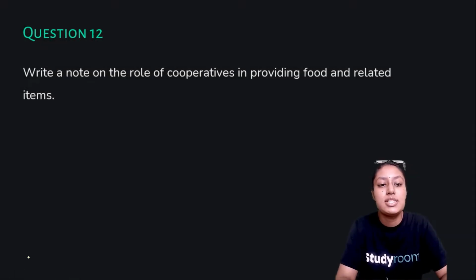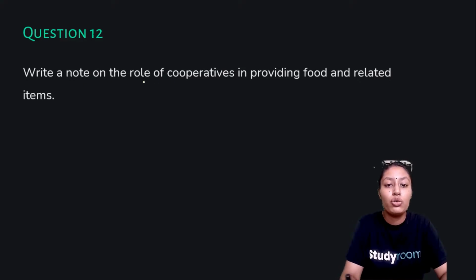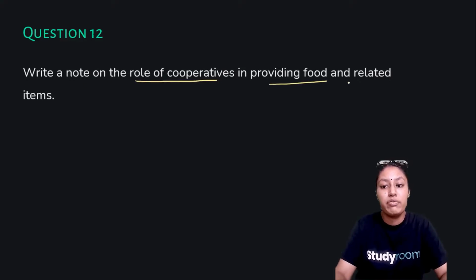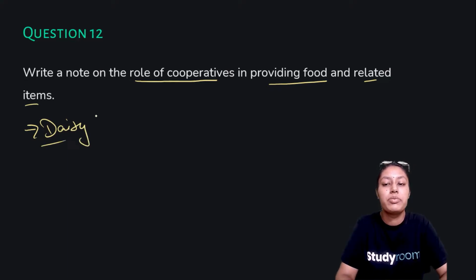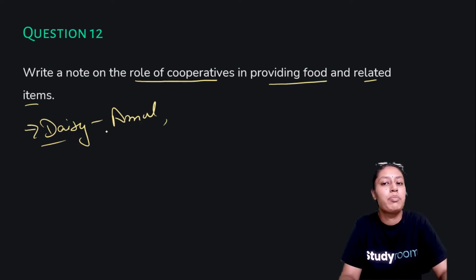Question number 12 is, write a note on the roles of cooperatives in providing food and related items. So, what are the roles of cooperatives? First, we discuss dairy. In dairy, they provide employment by taking milk from them. Which companies do that? Amul and all other dairy companies. So one is this: they ensure employment by taking important commodities from them.